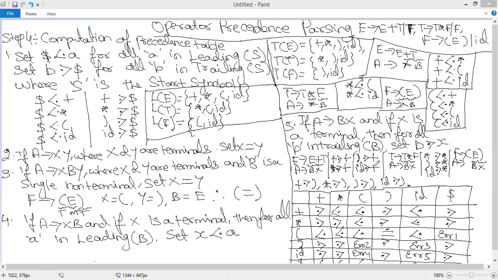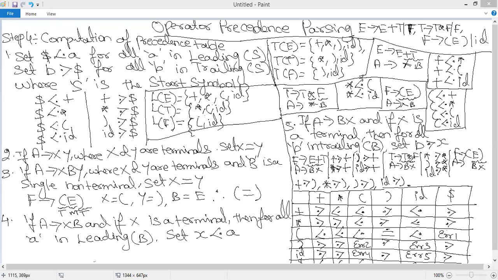The next thing is T tends to T star F. How can we mention this? T tends to T star F can be mentioned with A tends to BX. So here the first non-terminal T is mentioned as B and the second terminal, star, will be mentioned as X.